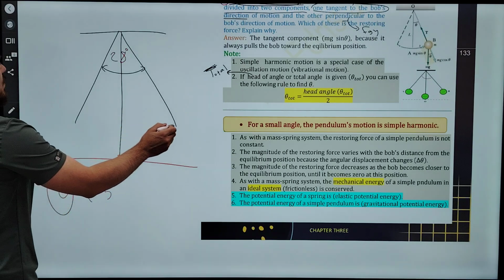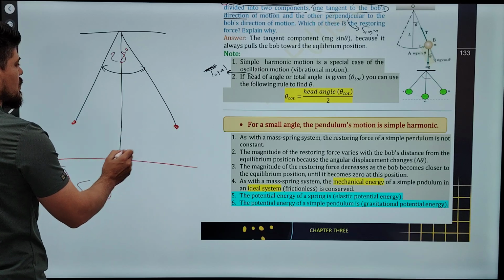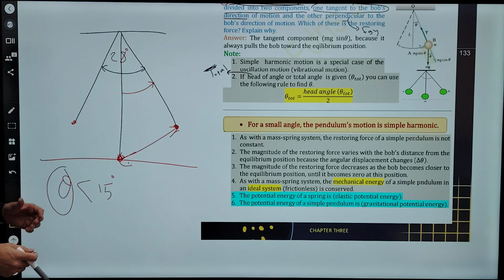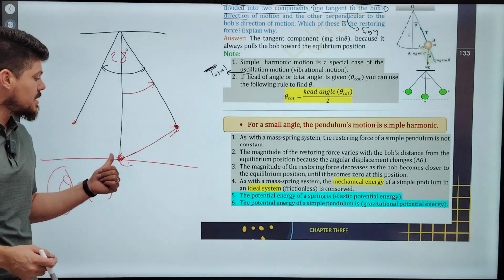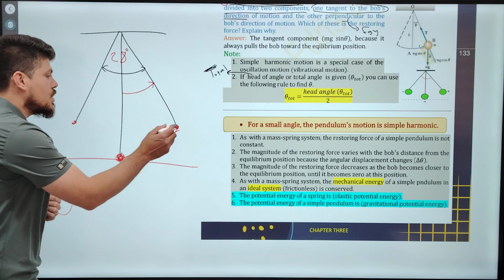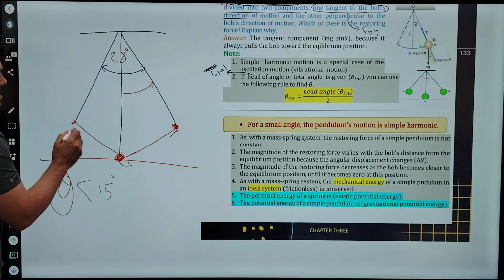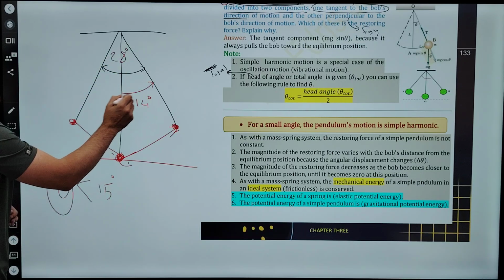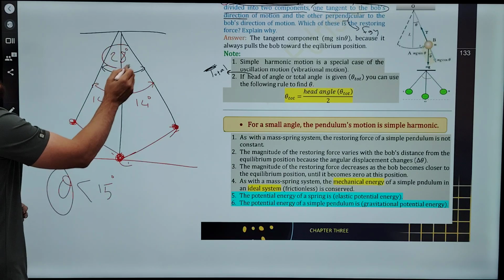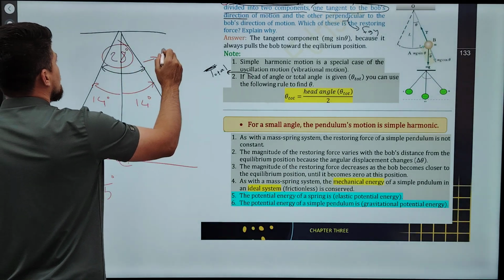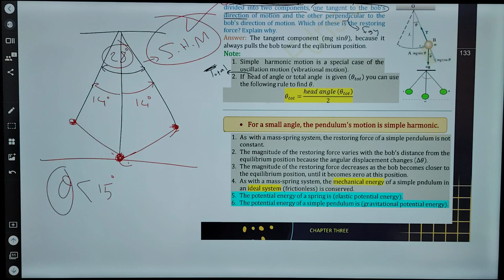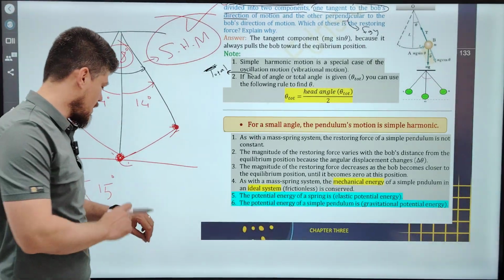What do you mean by this angle? From maximum to maximum or from maximum to equilibrium? This angle is from maximum to equilibrium. Be careful. When we say the angle is less than 15, this angle is the angle from equilibrium position to the maximum displacement on this side or on this side. Okay? So in that case, you have to divide it by 2. So if the total angle is 28 degrees, it becomes 14 degrees. If the total angle is 20 degrees, is this motion simple harmonic motion? Yes. Why? Because we divide the total angle by 2 and the result is 14 degrees, less than 15. So that is why it is a simple harmonic motion.